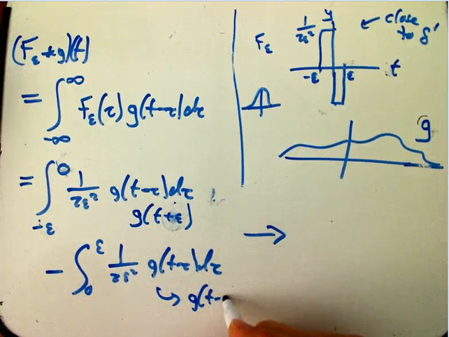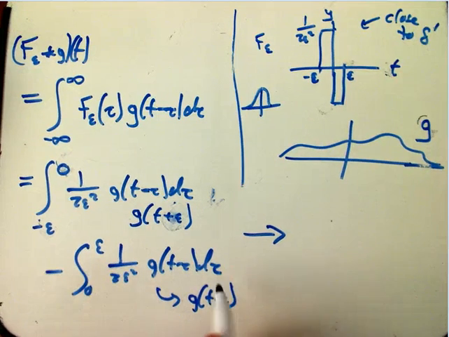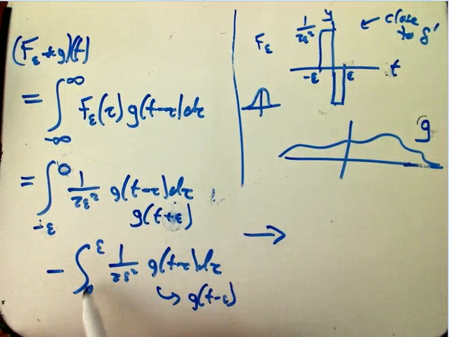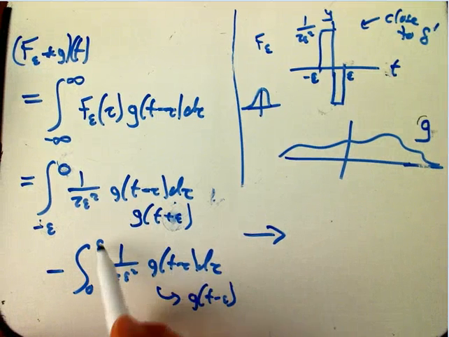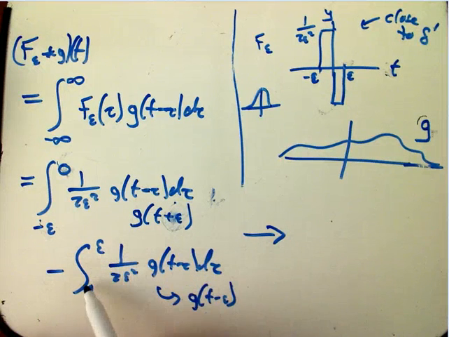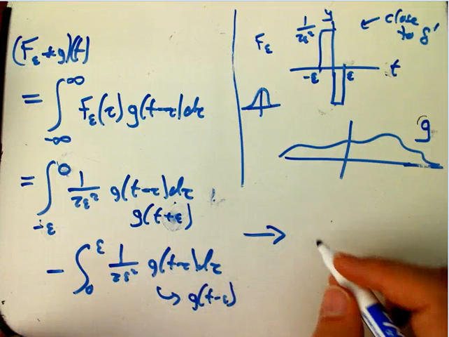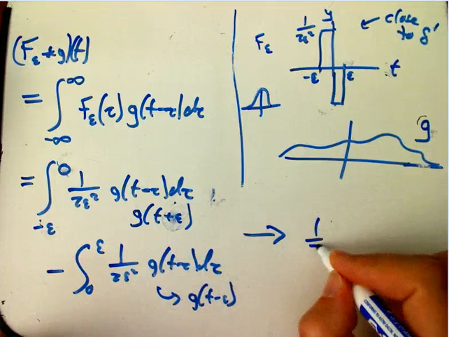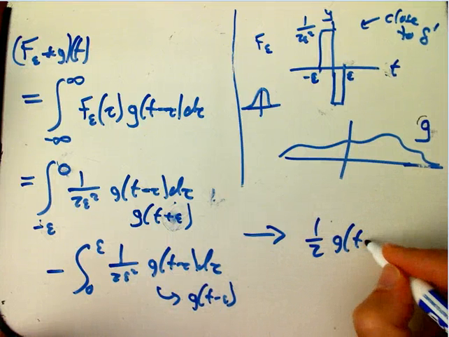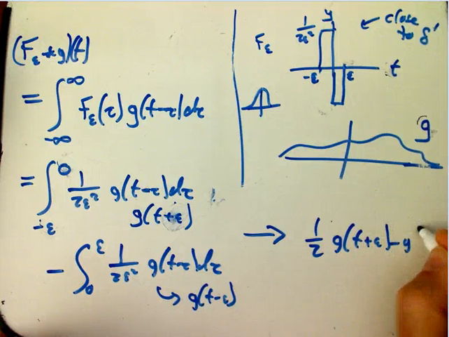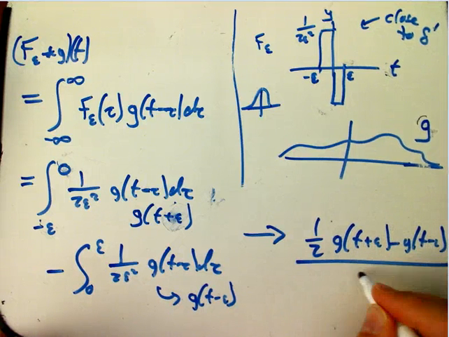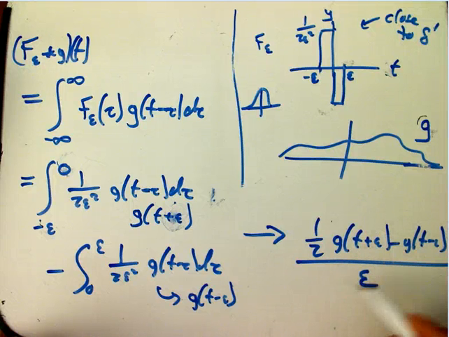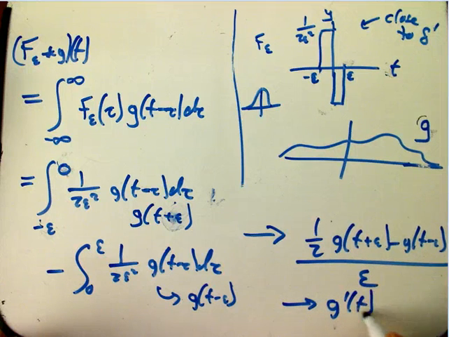This is going to be stuff like g of t minus epsilon. Okay, now this is only over a region of width epsilon, so you get a factor of epsilon for that small width, but then that cancels one of the factors here. And so I get something like 1 over 2 g of t plus epsilon minus g of t minus epsilon over epsilon. And that's the symmetrized derivative. And that converges to g prime of t.